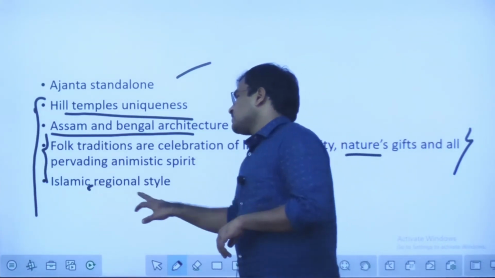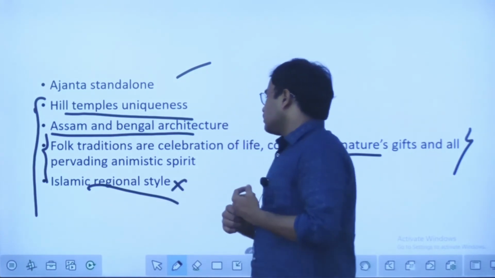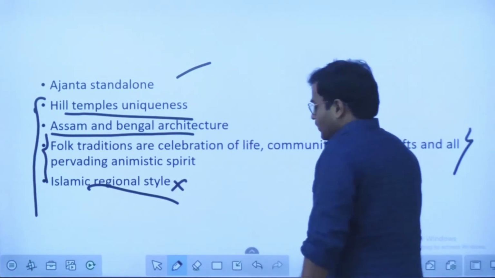And regional styles of Islam, it's not possible, sir. Leave it. Regional styles, it's not possible. Leave it.